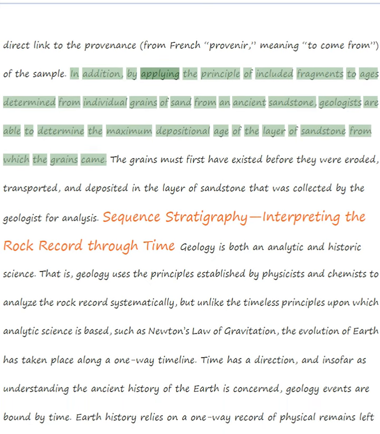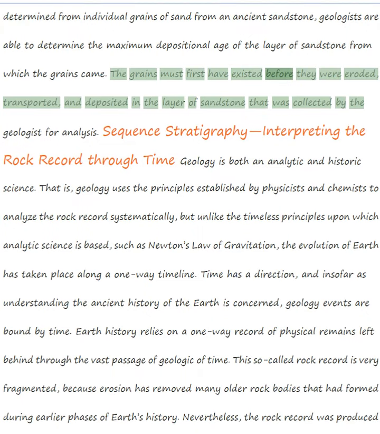In addition, by applying the principle of included fragments to ages determined from individual grains of sand from an ancient sandstone, geologists are able to determine the maximum depositional age of the layer of sandstone from which the grains came. The grains must first have existed before they were eroded, transported, and deposited in the layer of sandstone that was collected by the geologist for analysis.